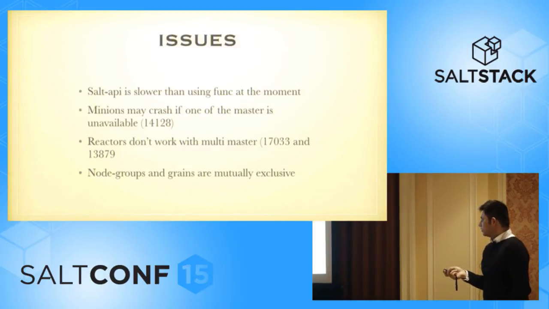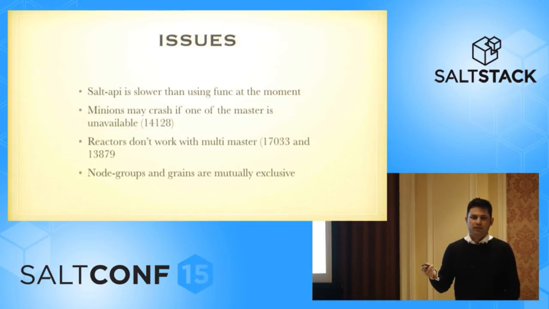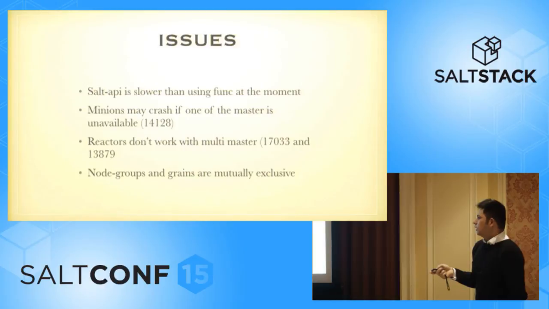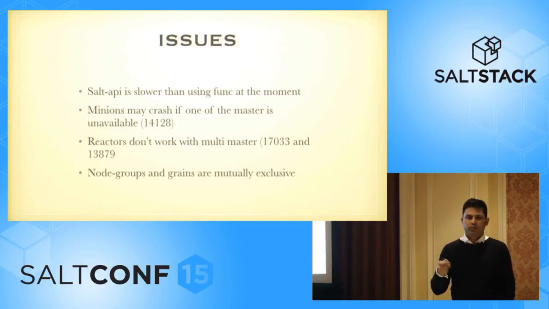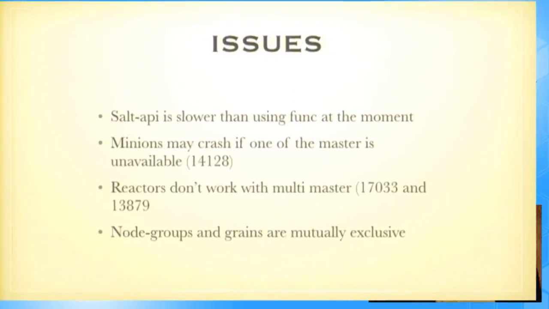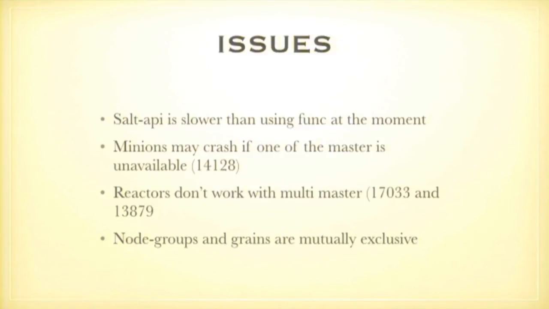There is a bug which says minions crash if one of the masters is missing. So multi-master, you can't really run multi-master if this bug is not solved. Reactors also don't work very well with multi-masters. Simple reactors work, like auth. If you want to have a reactor on auth or something, it will work. But if you want to do complex tasks that involve multiple machines, reactors fail. I have opened all these bugs, by the way.